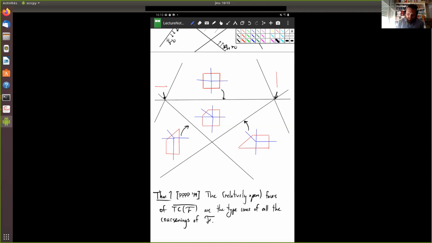Now, maybe I want to point out something in this example. In this example, what you get in the end, the type cone is a simplicial cone. It's generated by 3 things, and it's basically 3-dimensional. So in this example here, the type cone is simplicial.